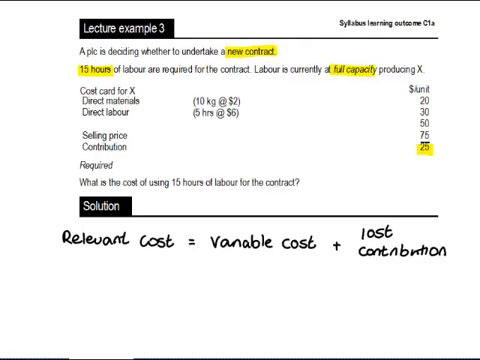So let's start with the easy bit first, which is the variable cost of labour. For this, we need to know how many hours, which we know is 15, and we also need to know what the variable hourly rate is. Now, looking at our cost card, we can see quite clearly that the hourly rate for direct labour is $6 an hour, and therefore 15 multiplied by 6 gives us a total of $90.